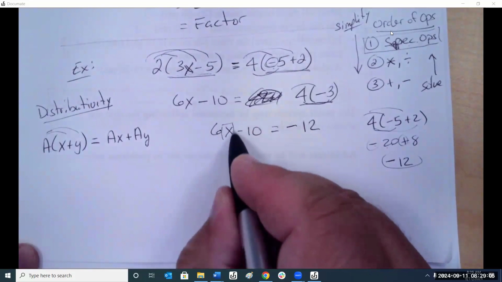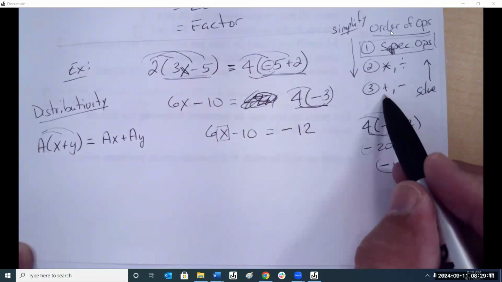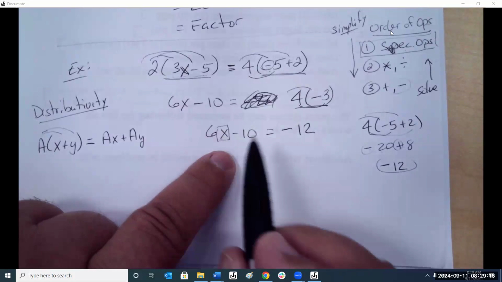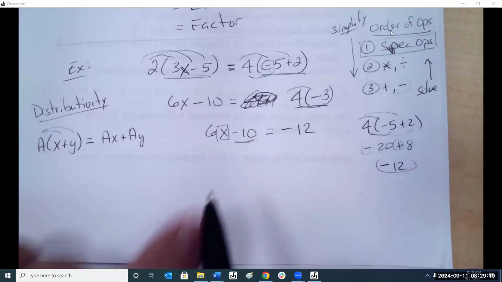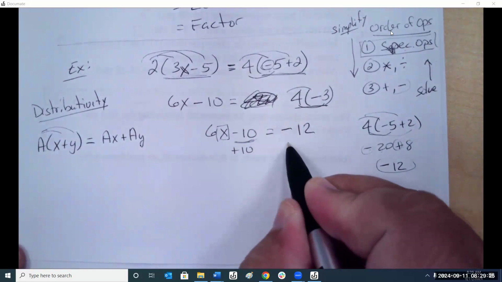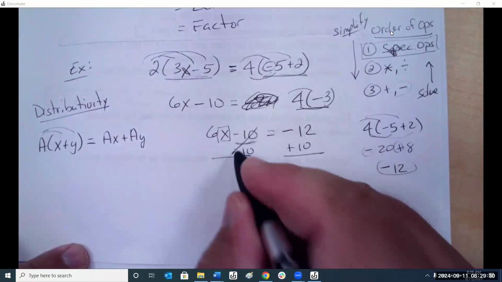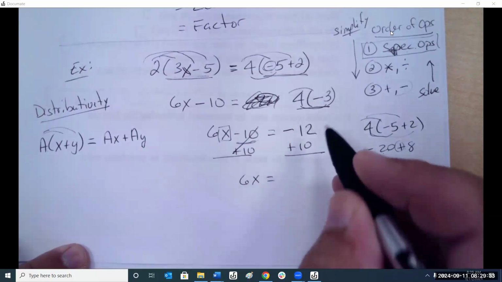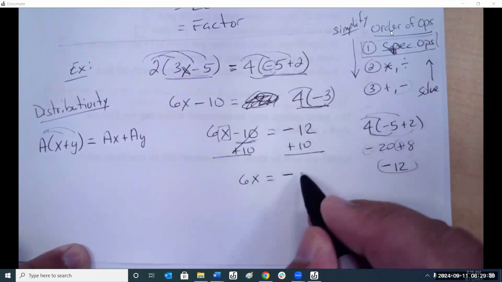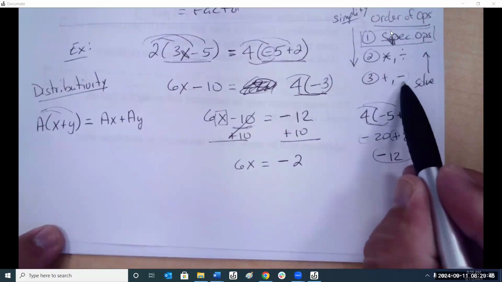Okay, so now what do we do? We're solving for x. What do we have to get rid of? Look at this. Now that we have no more special operations, we start from the bottom. Get rid of anything that's plus or minus wherever you're solving. So I'm solving for x. Are there any pluses or minuses? Yes. So that's minus 10. How do I get rid of minus 10? Plus 10 to both sides. That gives us 6x. Okay, they both have different signs. So 12 is bigger, so it's negative. 12 minus 10 is 2. There are no more pluses and minuses.